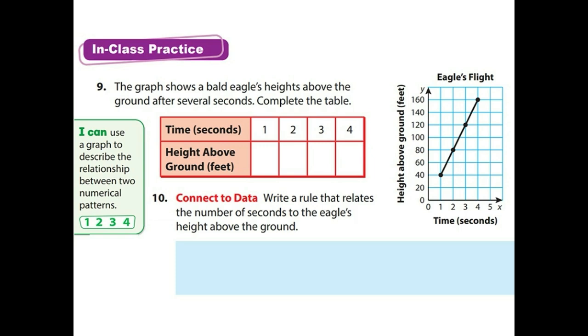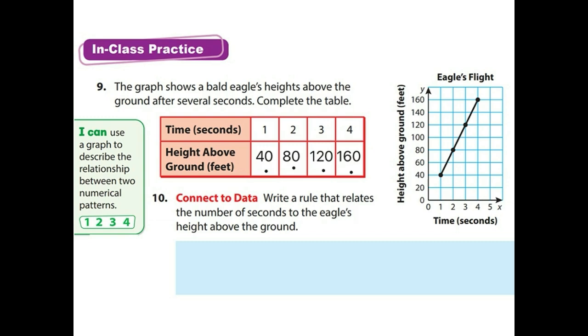Alrighty, let's do some in-class practice here. The graph shows a bald eagle's heights above the ground after several seconds. Complete the table. I want you to go ahead and do that, then we'll go over it. Well, here's what it'll look like. After 1 second, it's 40 feet, 2 seconds, 80 feet, 3 seconds, 120 feet, 4 seconds, 160 feet. Alright, so write a rule that relates the number of seconds to the eagle's height above the ground. I want you to go ahead and do that, then we'll go over it.